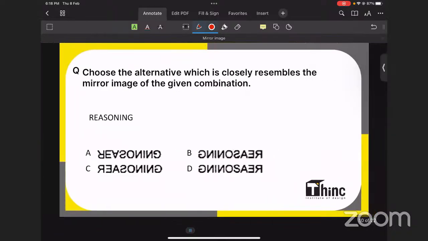So the next question you can find over here. Choose the alternative which closely resembles the mirror image of the given combination of letters. And the word is reasoning. So this particular one starts from which letter? The answer will be starting from G. So if it is starting from R, those two options you can easily remove. This is the power of eliminating options.